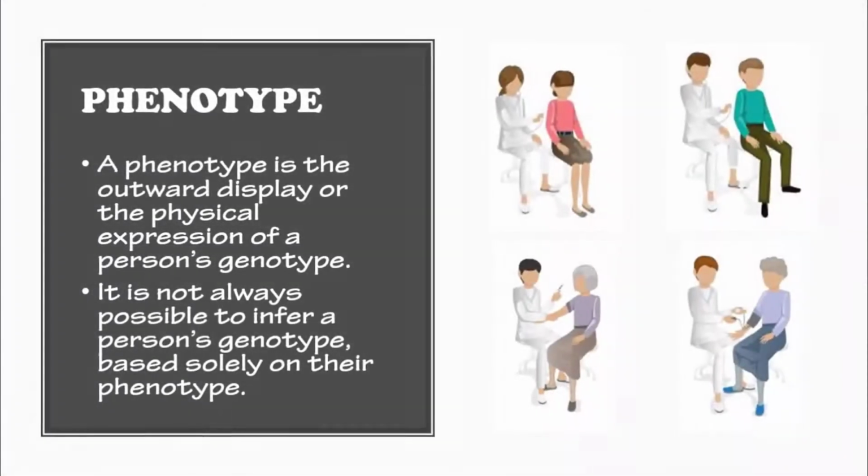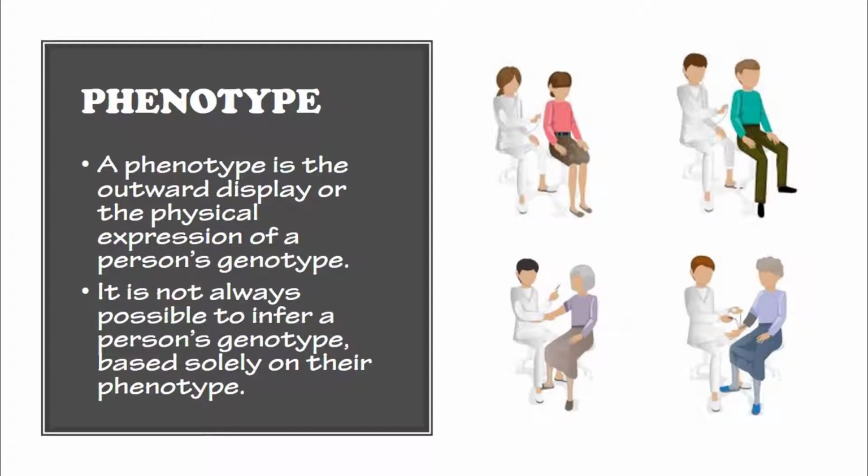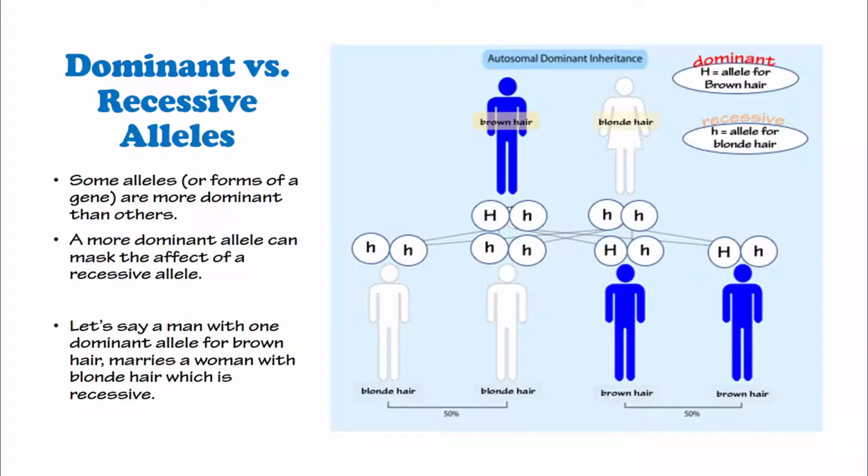A phenotype is the outward display or the physical expression of a person's genotype. It is not always possible to infer a person's genotype based solely on their phenotype. Dominant versus recessive alleles. Some alleles or forms of a gene are more dominant than others. A more dominant allele can mask the effect of a recessive allele.